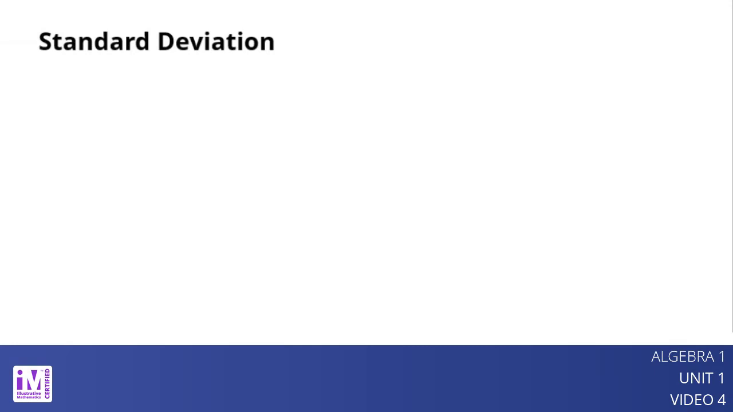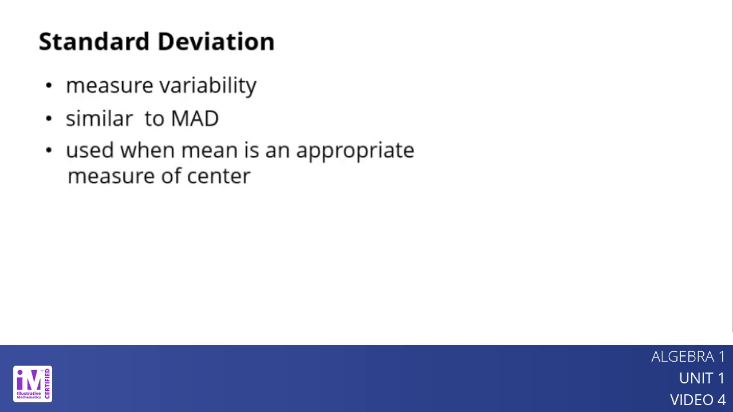We can describe the variability of a distribution using the standard deviation. The standard deviation is a measure of variability that is calculated using a method that is similar to the one used to calculate the MAD, or mean absolute deviation. For now, know that the standard deviation is mathematically important and will be used as the appropriate measure of variability when mean is an appropriate measure of center.